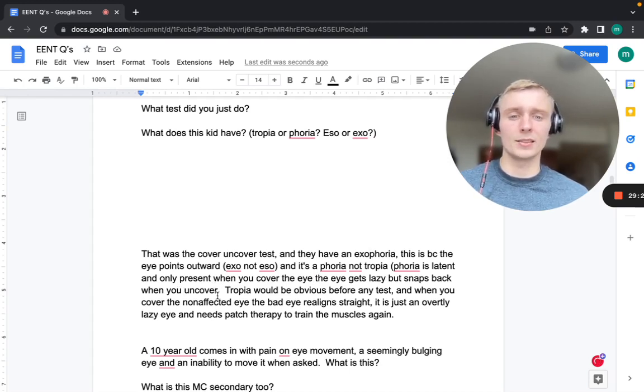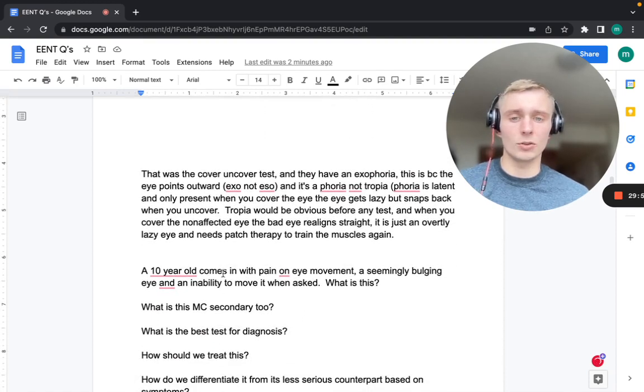A tropia would be more obvious in any test, and when you cover the non-affected eye, the bad eye realigns straight. It's just an overtly lazy eye that needs patch training to train the muscles again. So again, phoria is that latent strabismus only seen in the cover-uncover test, and the overt strabismus is a tropia, in which you can see that, and you want to cover the opposite eye to train those muscles of that lazy eye, if you will, back again.